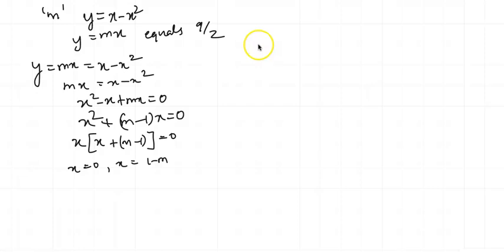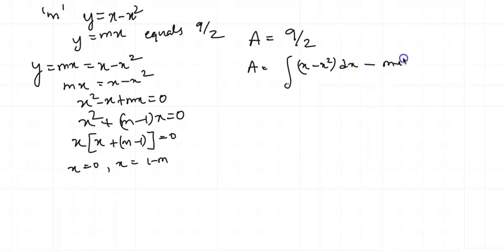So I need to solve to find the area. A equals, area is already given as 9/2, but let us apply the formula. Area equals integration of the first curve minus the second curve. That is, the limits are 0 to 1 minus m.